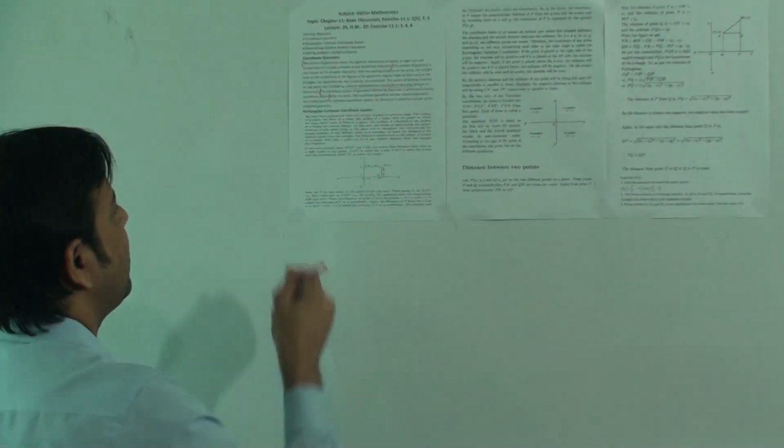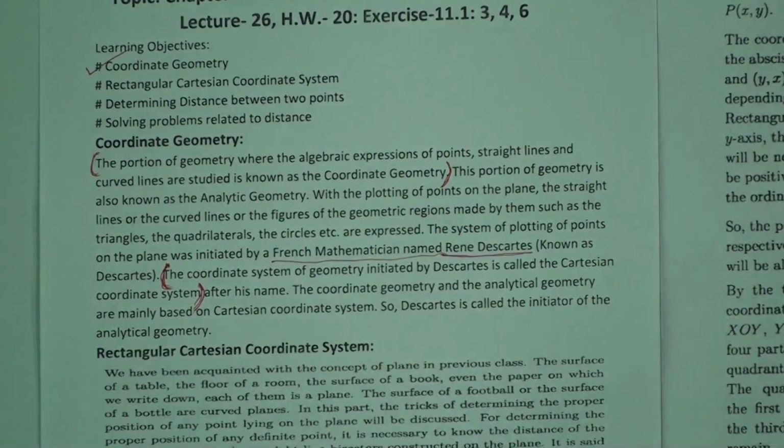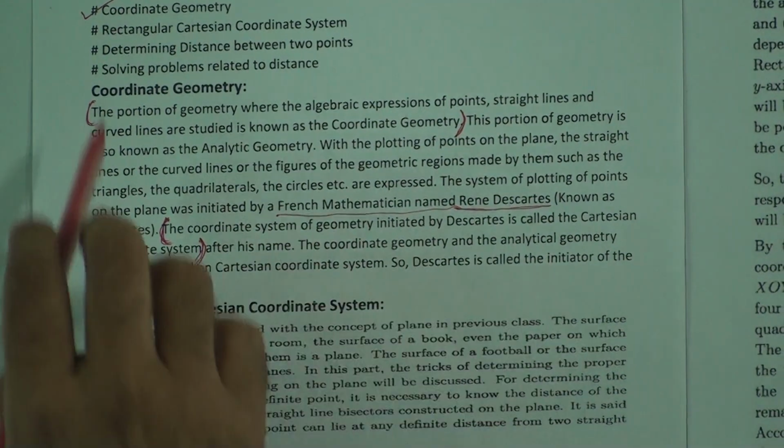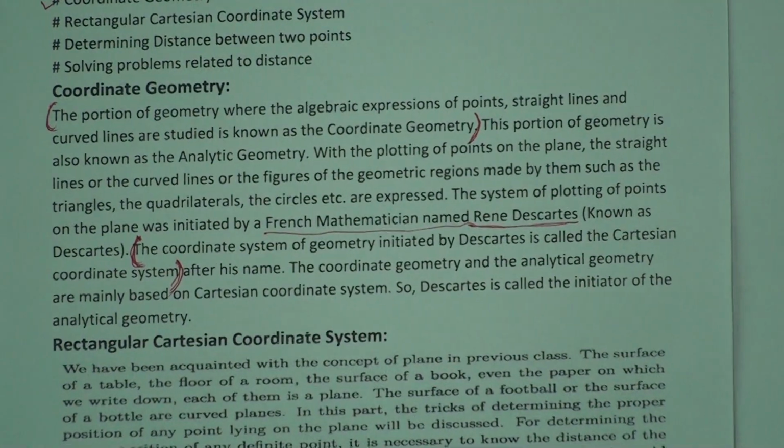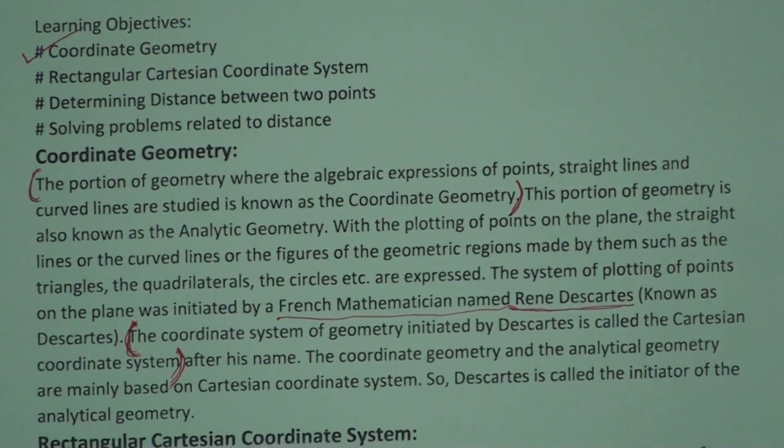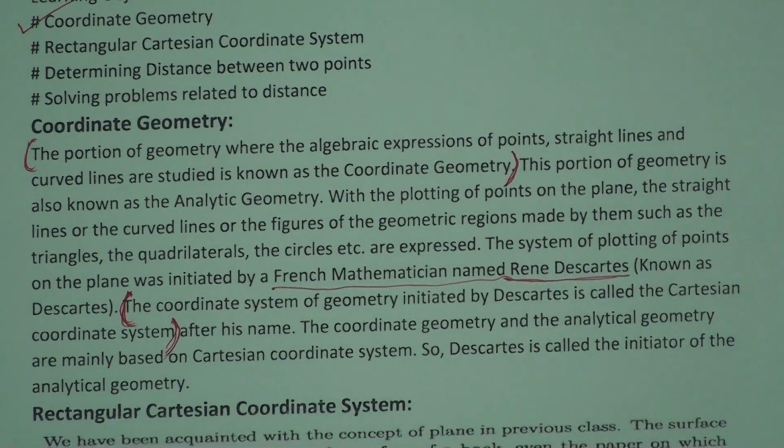Now, coordinate geometry is done. Now we will go to the next topic. Next topic is rectangular Cartesian coordinate system. So I will discuss rectangular Cartesian coordinate system here at first.